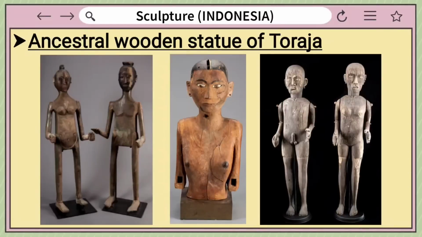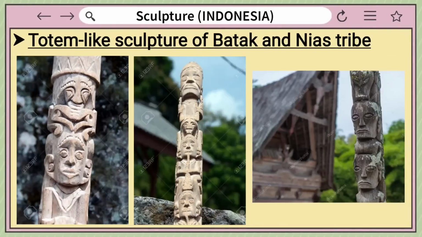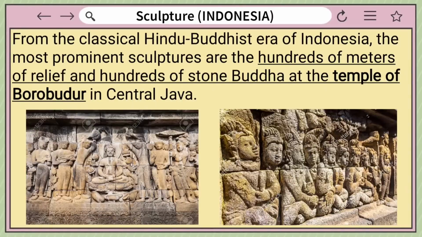These are examples of ancestral wooden statue of Toraja. These are the totem-like sculpture of Batak and the Nias tribe. From the classical Hindu-Buddhist era of Indonesia, the most prominent sculptures are the hundreds of meters of relief and hundreds of stone Buddha at the temple of Borobudur in central Java.